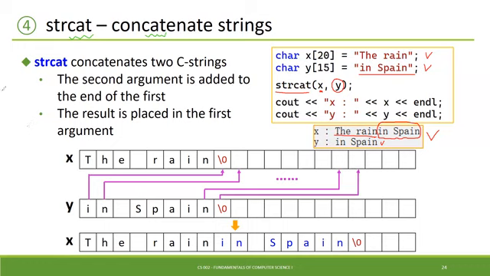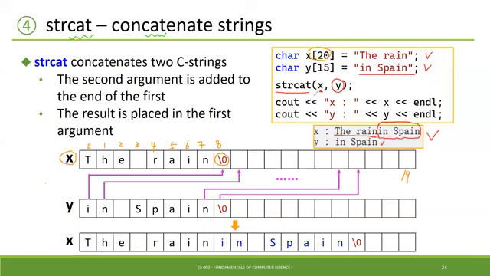Guys, look at this one. This is what happens in the memory. X is size 20, so the indexes are 0, 1, 2, 3, 4, 5, 6, 7, 8, and the last cell will be 19, because there are 20 spaces. Look at this one: "the rain", and this is very important, the null means this is the end of the string.